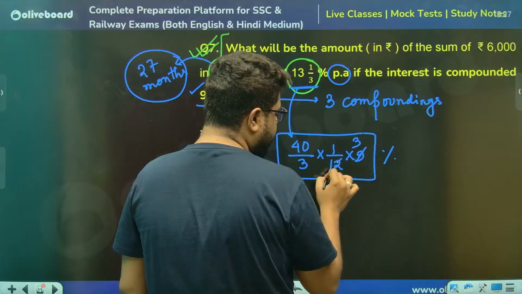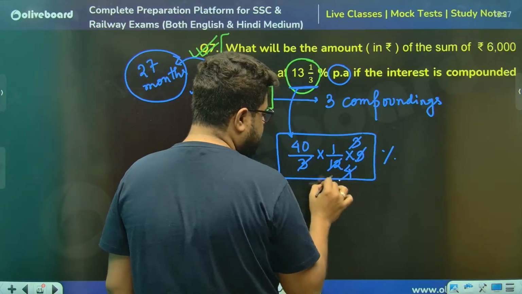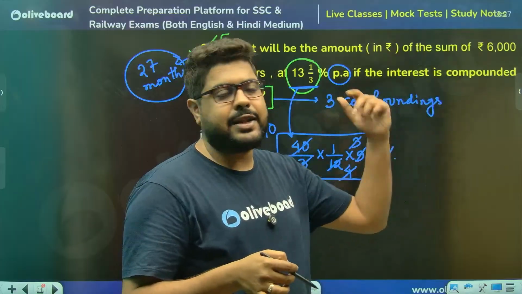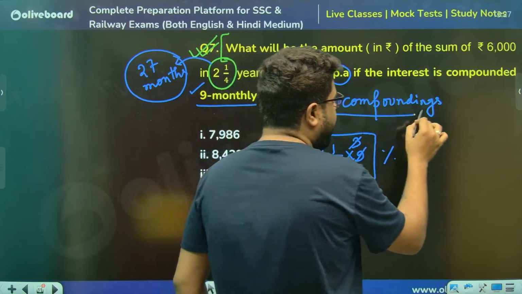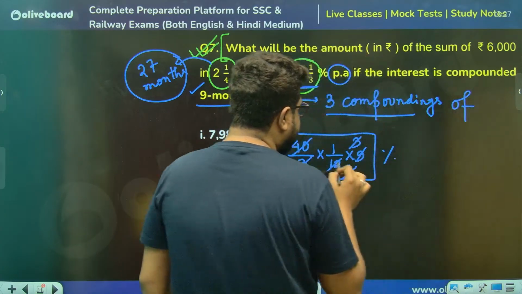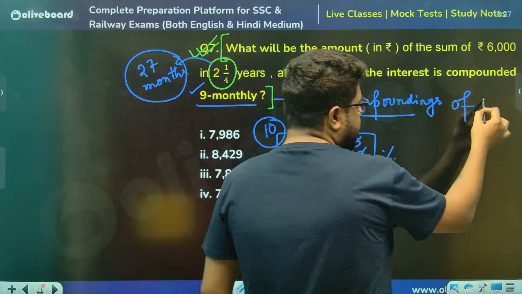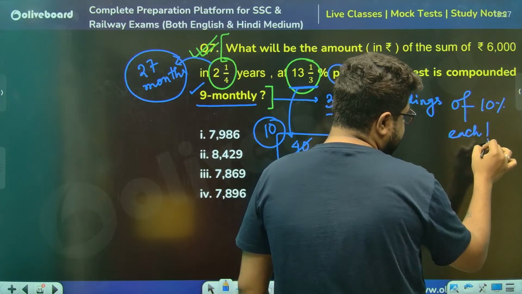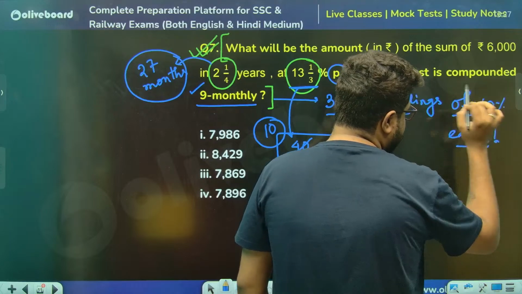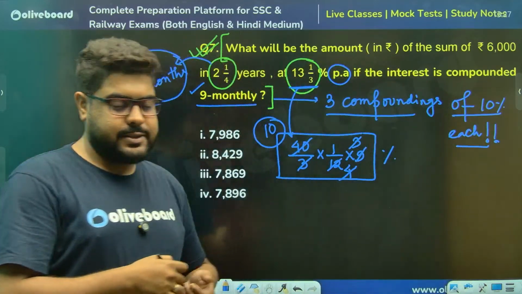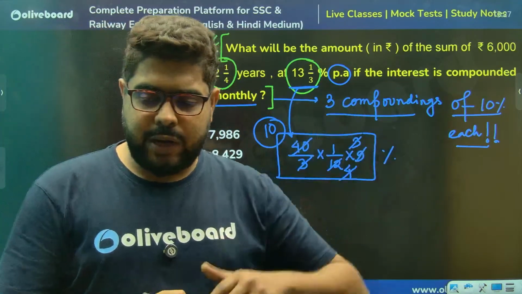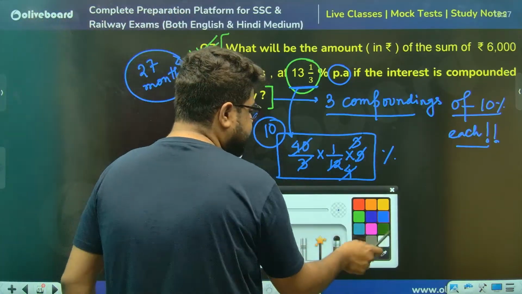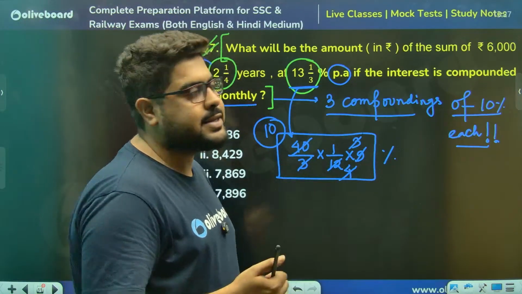So this 3/4 cancels, and you see, this is 10. So ultimately I have simplified this entire thing. Three compoundings, and every compounding is of 10% each. Khatam. Now if anybody can answer.